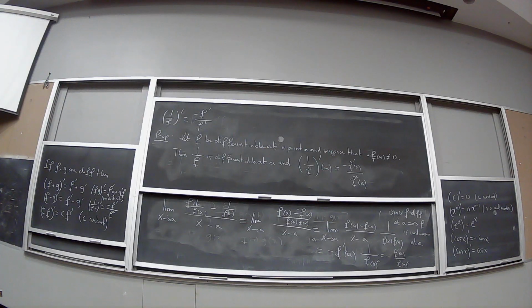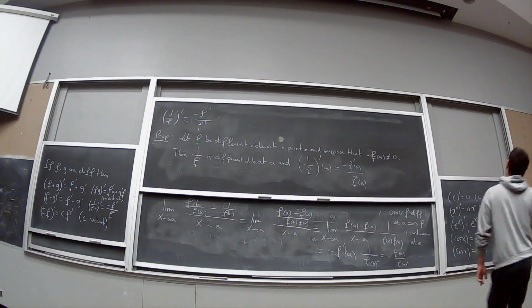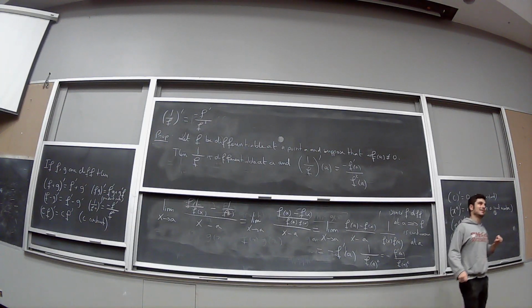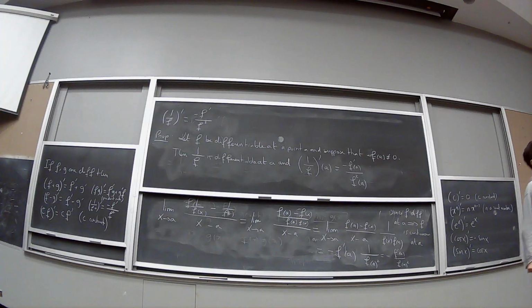Solve the product rule. Isn't this f to the negative one? Where? Here? Yeah, but this is only x. This is not f of x to the negative 1. Okay? You see what I'm saying?